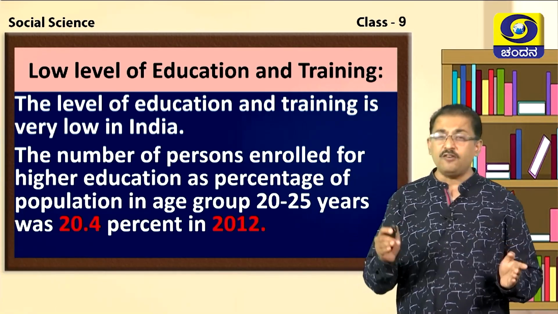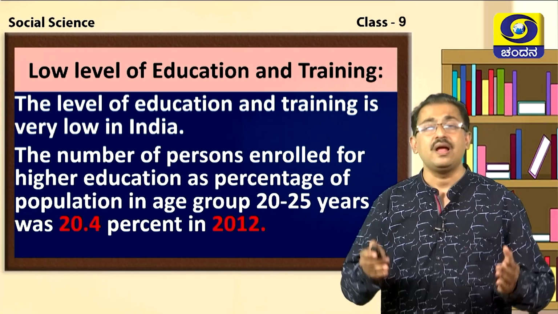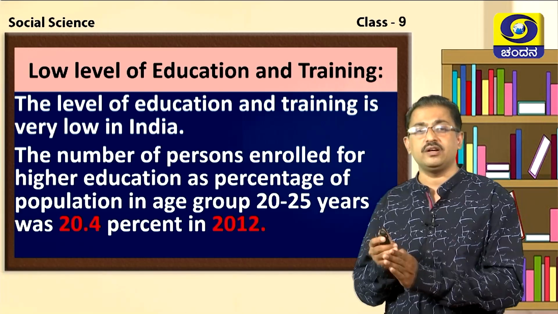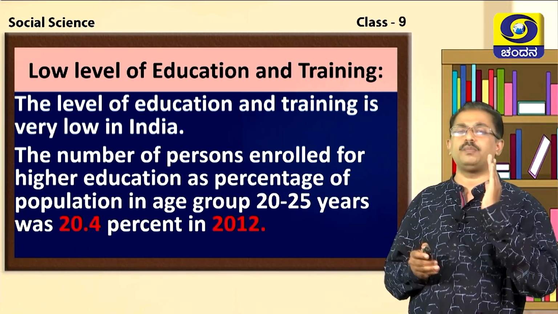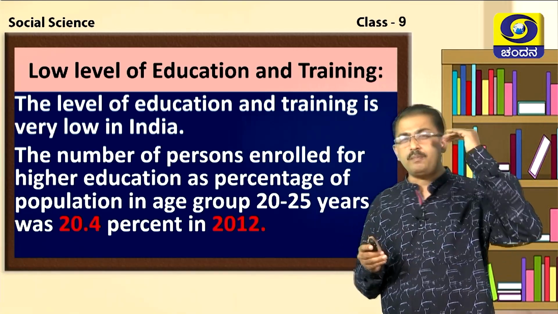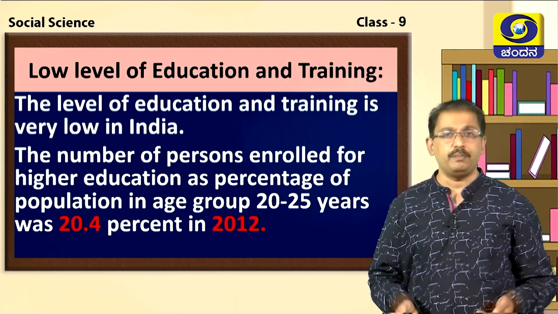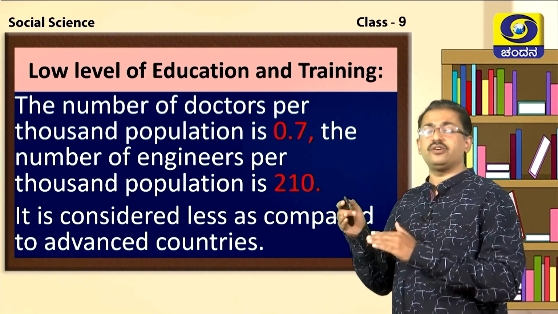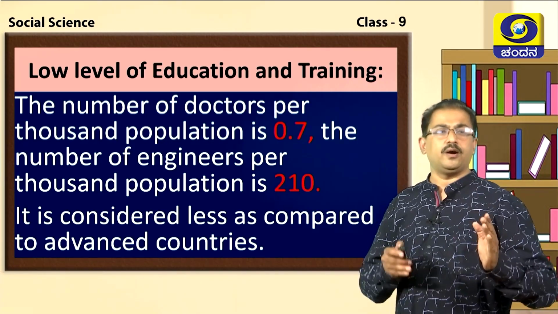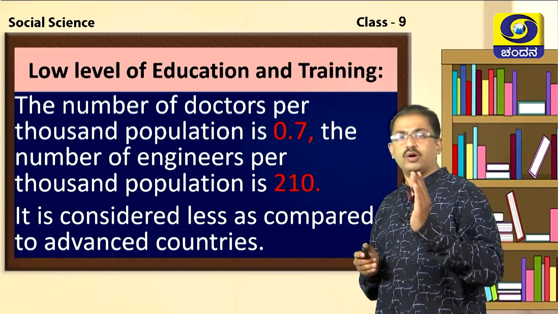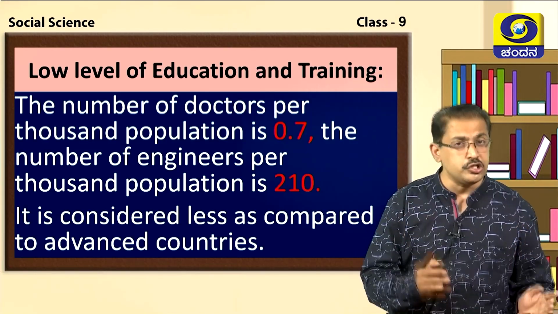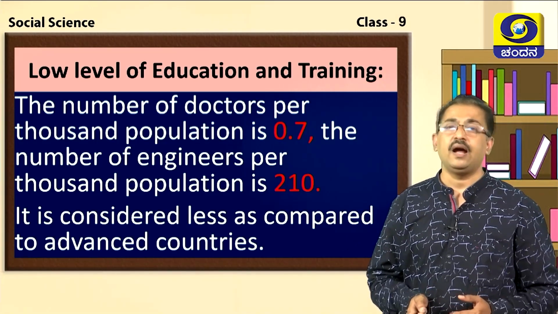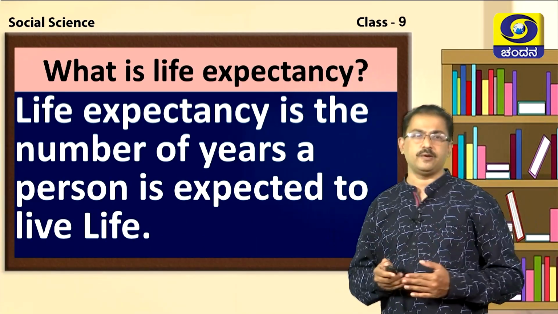That means the number of persons enrolled for higher education as a percentage of population in the age group between 20 to 25 years is just 20.4% in 2012, which is comparatively very low for developing nations. For every 1000 people, the number of doctors was only 0.7, whereas engineers were 210. So, this shows low level of training, education and higher education.